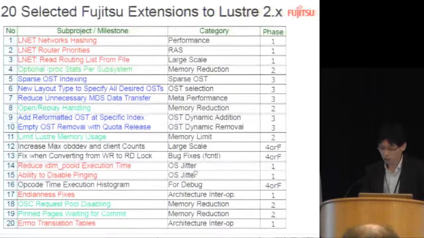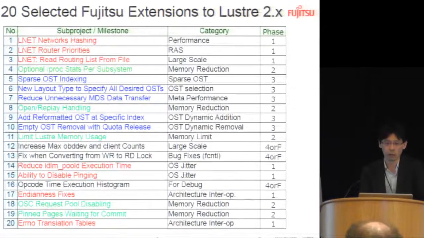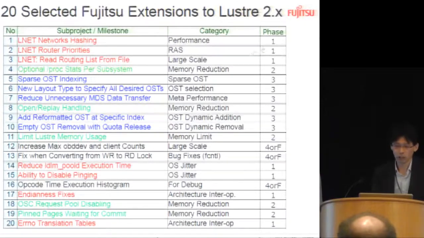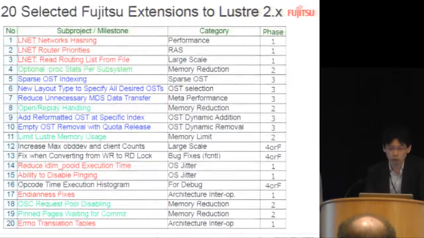Here are the 20 selected Fujitsu extensions to Lustre 2.x. The red numbers are the first phase. Numbers 1 to 3 show network hashing, root properties, and read performance. Number 4 is a memory reduction. The blue lines are stage 3: sparse OST and OS selection, and reducing unnecessary data transfer. For the 20 selected, we are now working on the modifications.